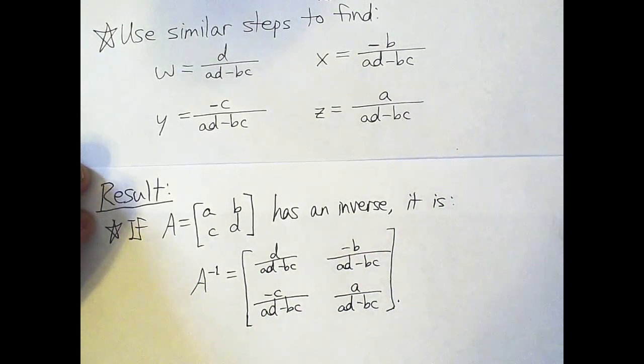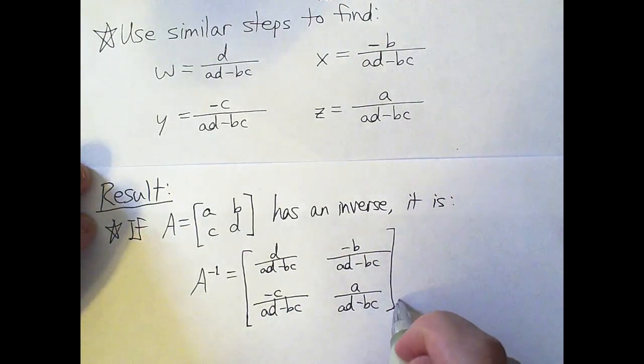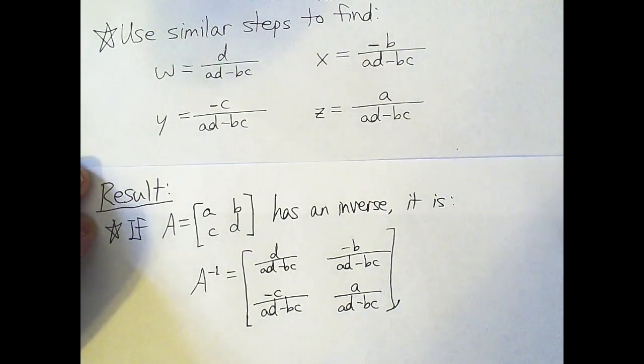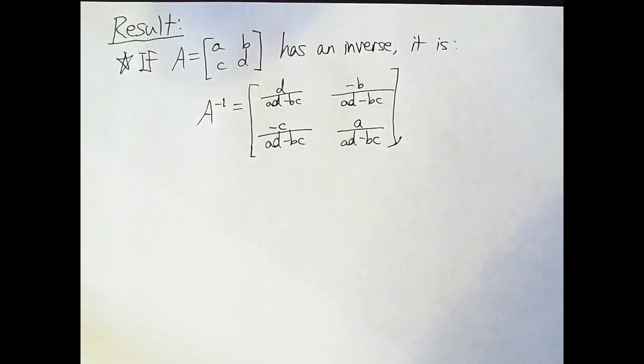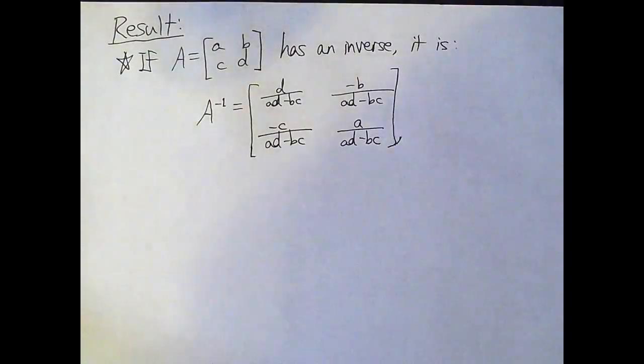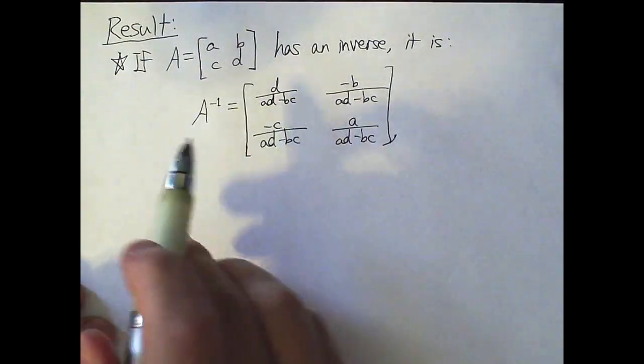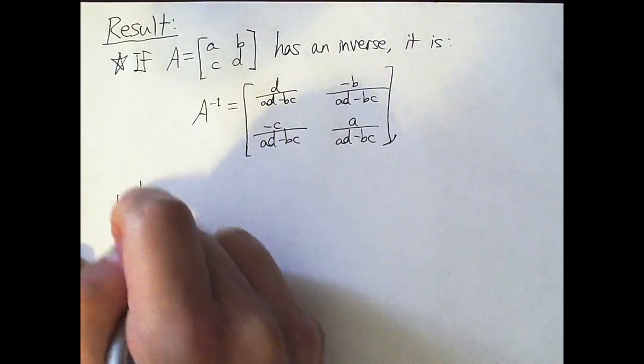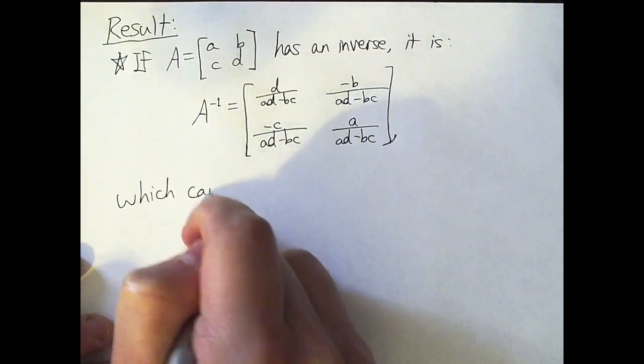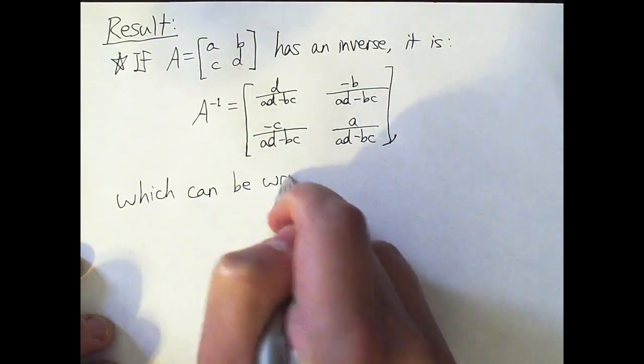That's the results so far. Oh, you know what? We could write this in a nicer way, though. That's what we're going to do next. Because all four terms have the same denominator, and the denominator is really just a number, I'm going to say which can be written as.